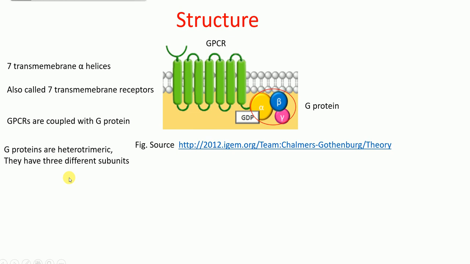Now what's more, if you look carefully here, the alpha subunit and the beta subunit are attached to the cell membrane. This part here is part of the cell membrane. Alpha and beta subunits are attached to the cell membrane by lipid anchors, whereas the gamma subunit is attached to the beta subunit. So this is the structure of the G protein: 7 transmembrane alpha helices associated with a heterotrimeric G protein with 3 subunits, alpha, beta, and gamma.